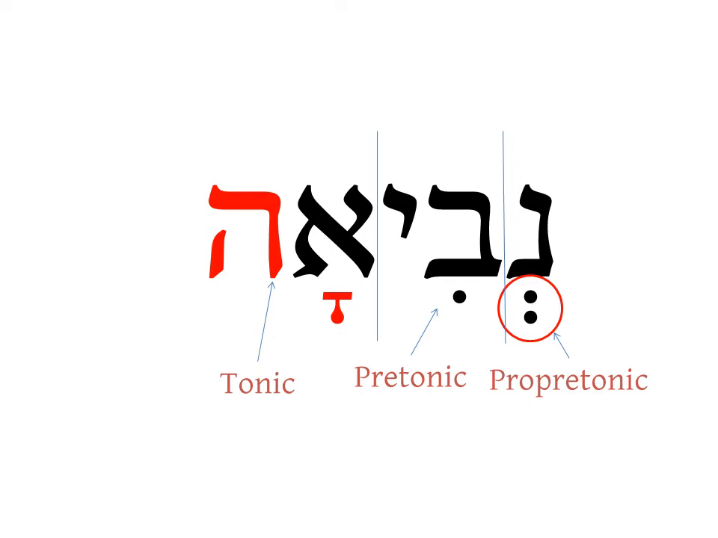So it has 3 syllables, a, the tonic, v, the pretonic, and n, the propretonic. So the singular prophetess, usually used of the wife of a prophet, though occasionally of a woman who was herself a prophet, is nevi'ah, with shava under the nun. And then the plural of this, a, is just replaced with ot, nevi'ot.